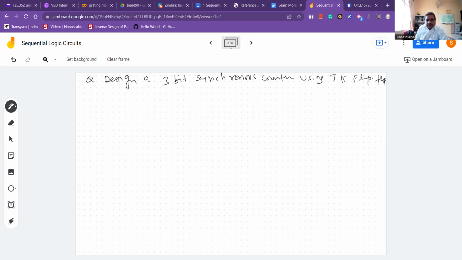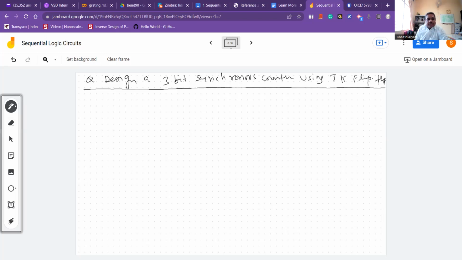So first of all, we try to understand what this question is saying. The question is to design a binary counter. So this is a counter which counts up numbers. So we need a 3-bit counter. So what is the counter size? 3-bit here. And the type is synchronous.